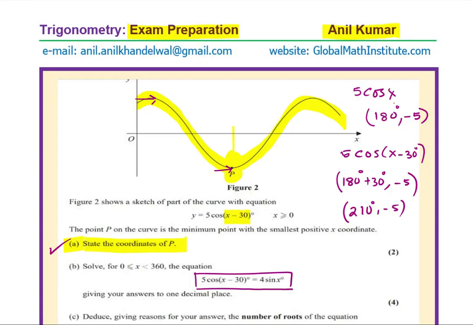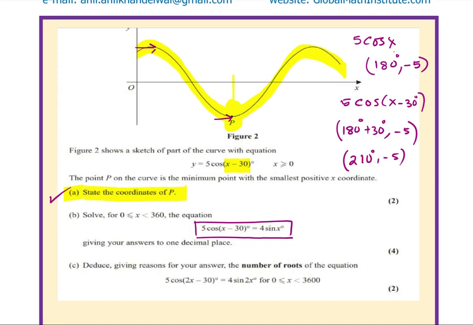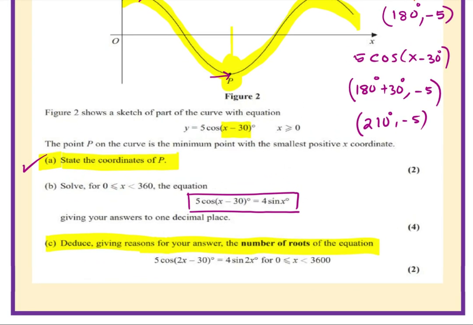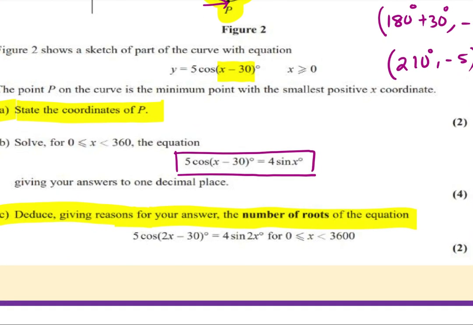Now in part 2, there was another question. Let's look at this question. And that says: deduce, giving reasons for your answer, the number of roots for the equation. Let me enlarge this. 5 cos(2x − 30) equals 4 sin 2x within the domain 0 to 3600.